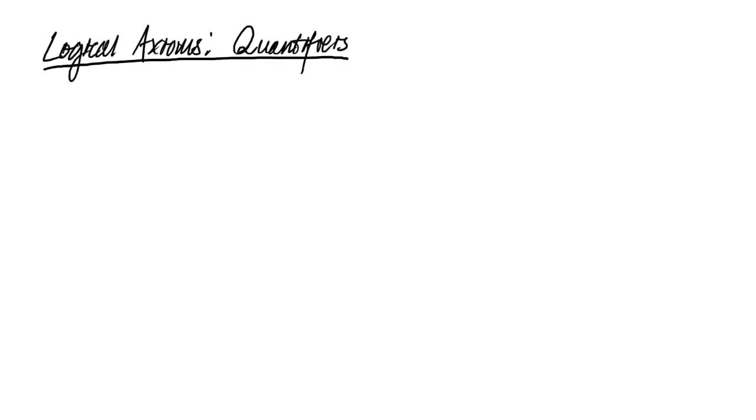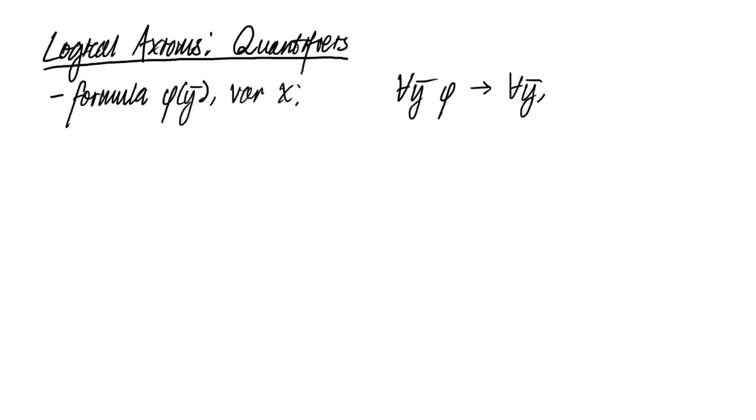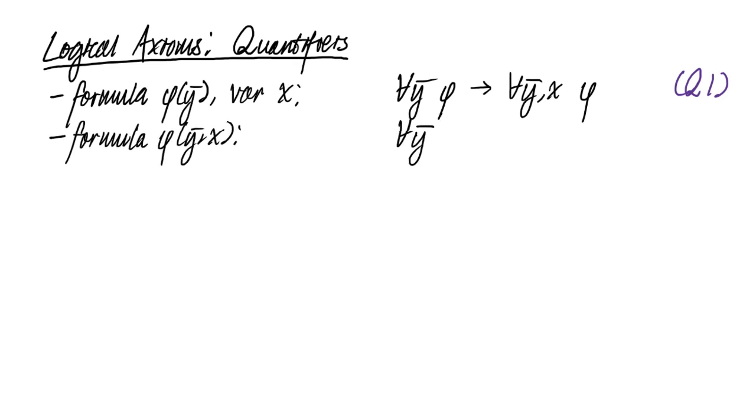We now define our logical axioms for quantifiers. For every tau formula phi with free variable y and variable x, we have that for all y, phi implies for all y, and for all x, phi. We denote this as Q1. Clearly this holds for all tau structures. X is a dummy variable with no effect on the truth value of this sentence. For every tau formula phi with free variable y and free variable x, the axiom says that for all y, if for all x not phi, then there's no x such that phi. We denote this as Q2. It's clear that Q2 also holds for all tau structures.